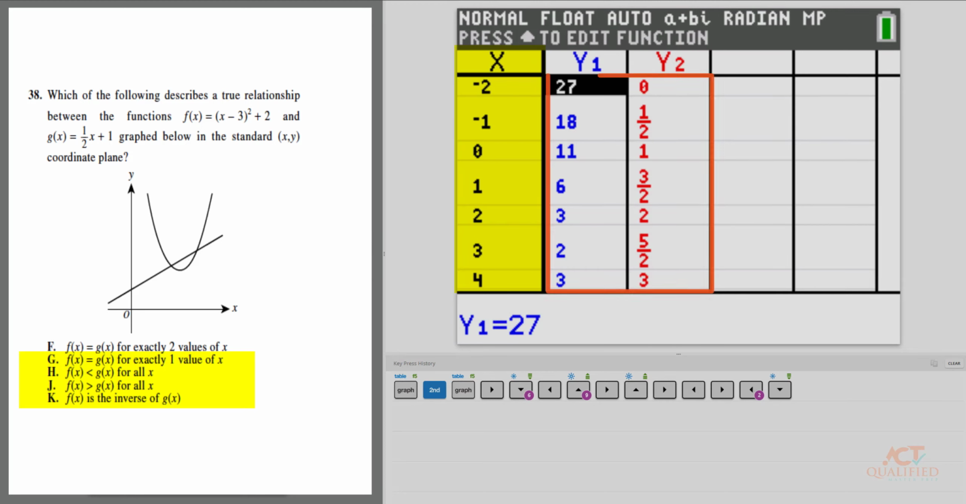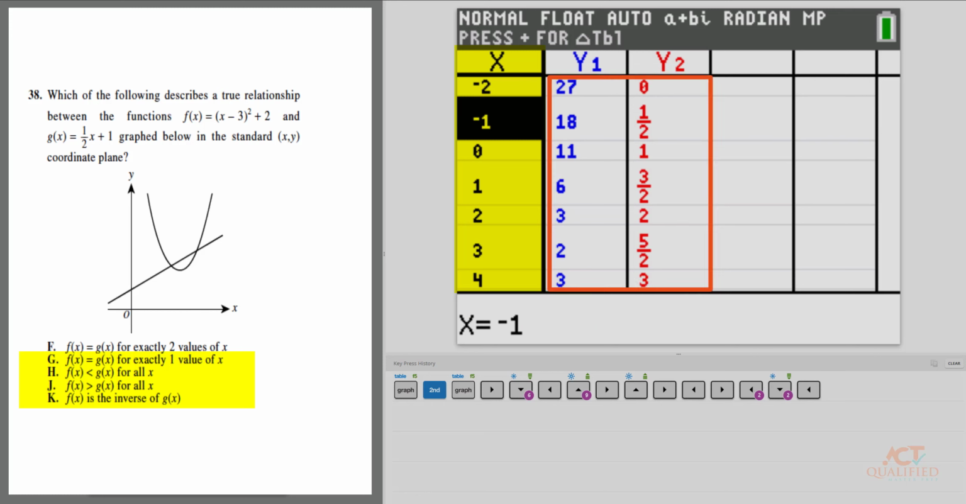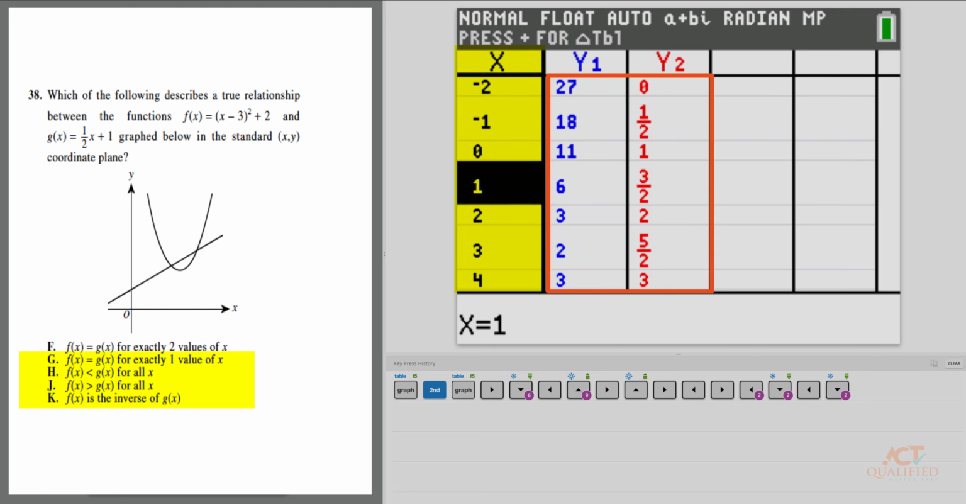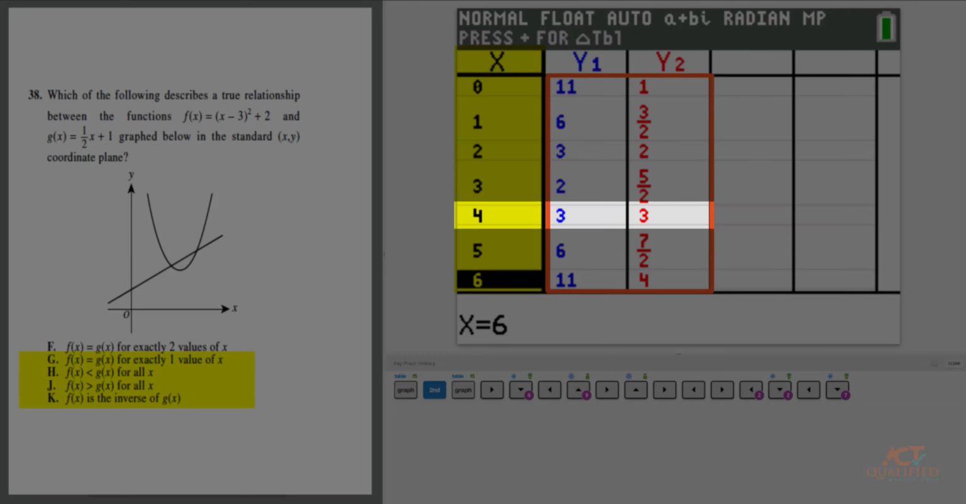When we scroll through our x values to determine if this statement is true, we initially see that f of x is not equal to g of x for 2 x values. In this view, we only see that f of x is equal to g of x for 1 value, and that is when x is equal to 4, where both equations equal 3.